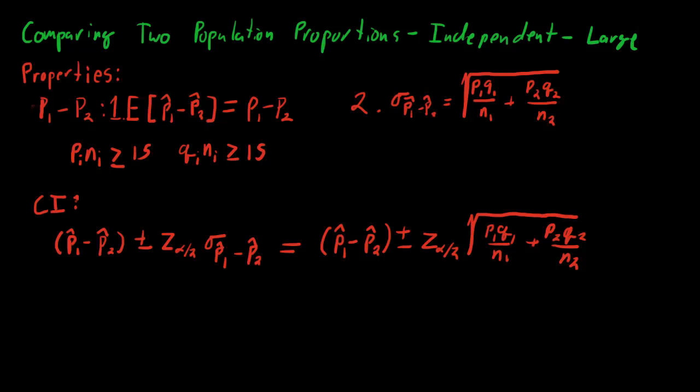However, since we don't have the actual values for P1, Q1, P2 and Q2, we need to substitute in our calculated values. So we use P1 hat times Q1 hat over N1 plus P2 hat times Q2 hat over N2.